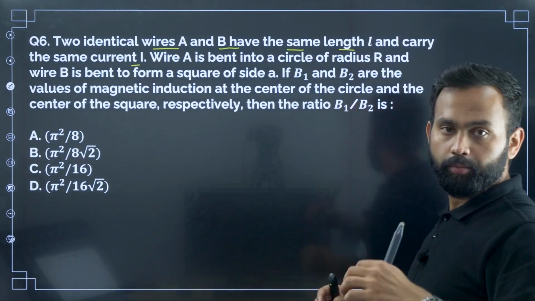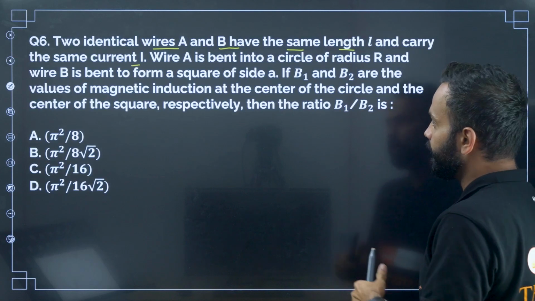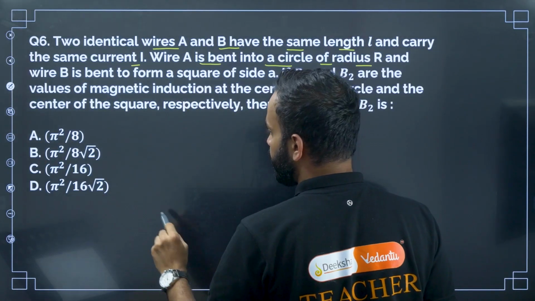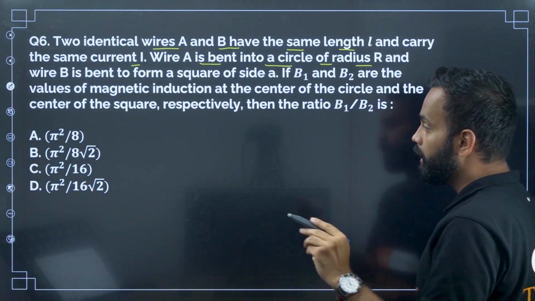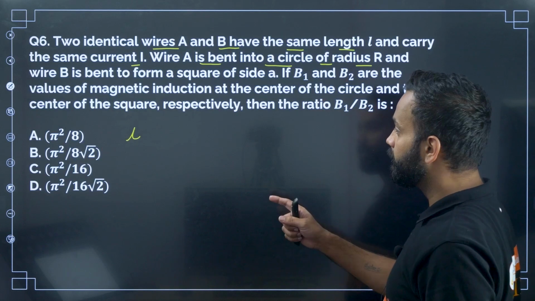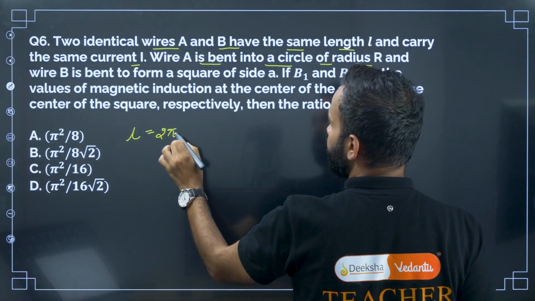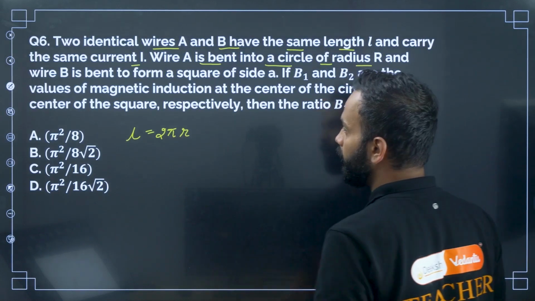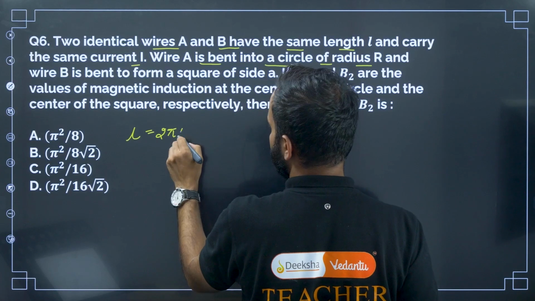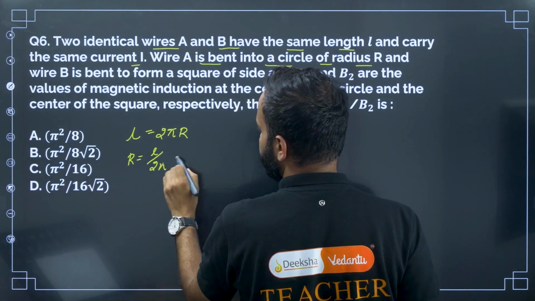Both wires have the same length and carry the same current I. Wire A is bent into a circle of radius R. Let the length of the wire be L. Then this is equal to the circumference of the circular wire, that is 2 pi R. So the value of R is L divided by 2 pi.